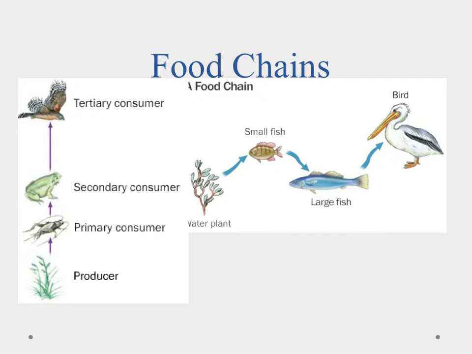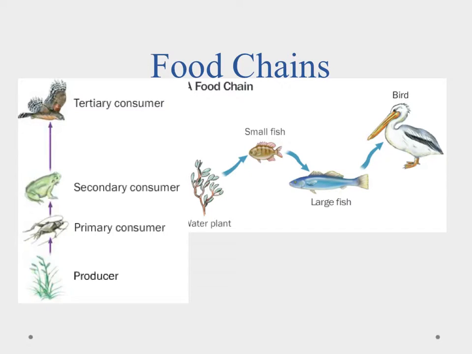Okay, what you see here are a couple examples of food chains. And what a food chain shows us is the flow of energy through an ecosystem. So we have to take the energy that's out there in the non-living part of the ecosystem and then find a way to convert it so it is usable for the rest of the organisms there. And a food chain shows us this flow of energy.